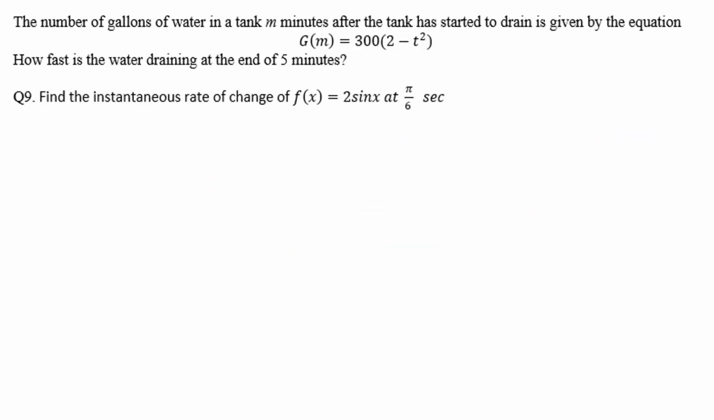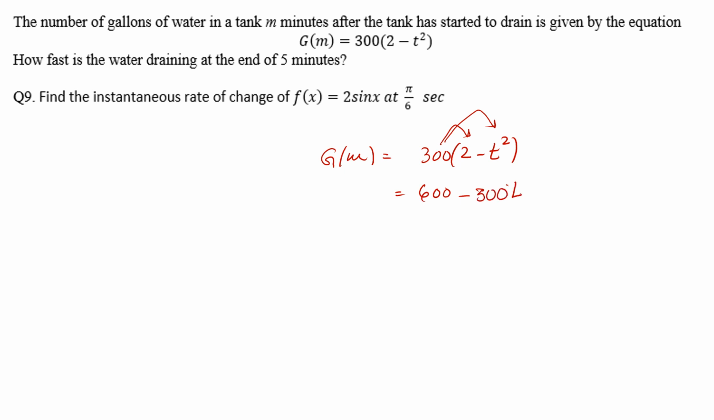The number of gallons of water in a tank m minutes after the tank has started to drain is given by some equation, that is g of m equals 300 times (2 minus t) squared. Now first of all I would suggest writing the equation in a normal way, meaning open the bracket to make it simpler and make your life easier when taking the derivative. So open it. 300 times 2 gives us 600. 300 times negative t squared gives us negative 300t squared.